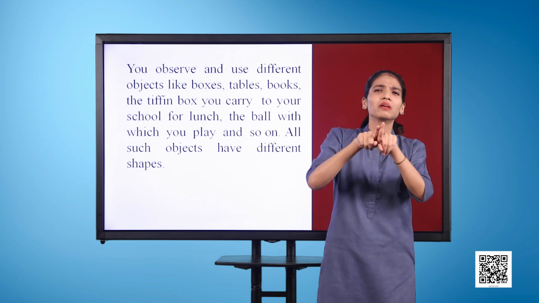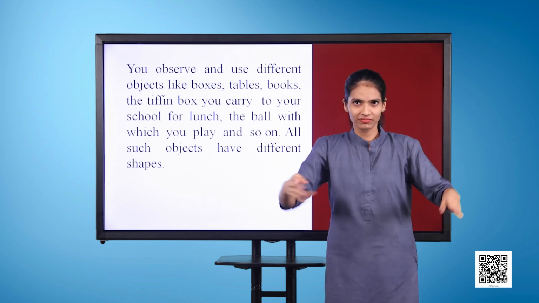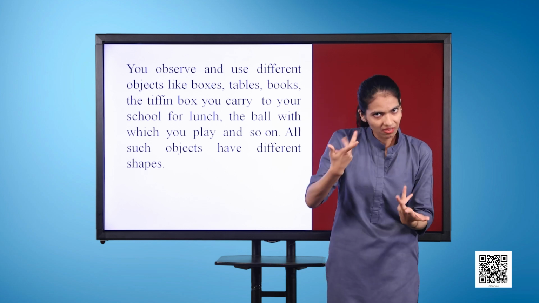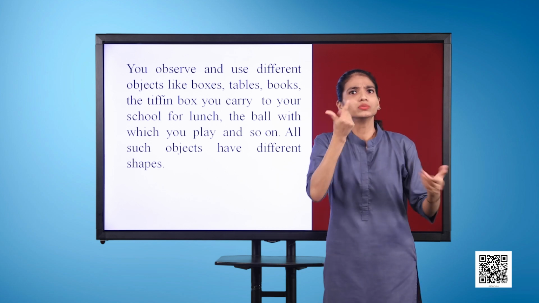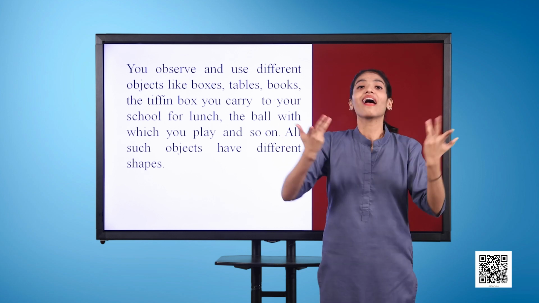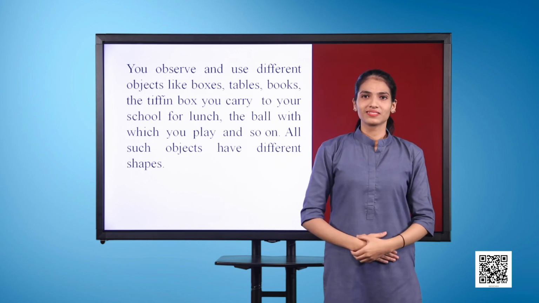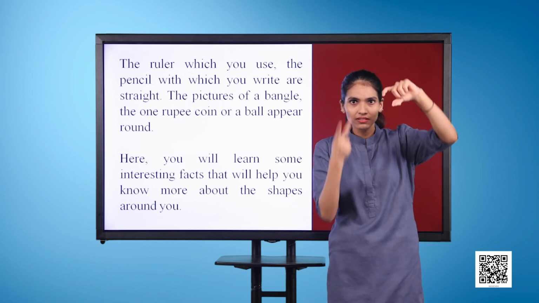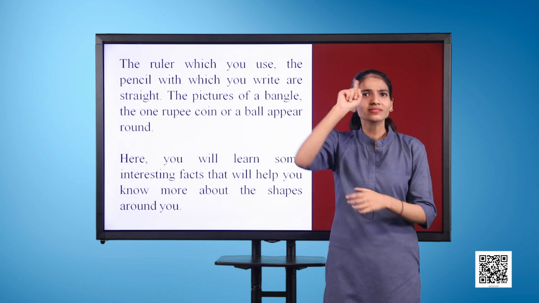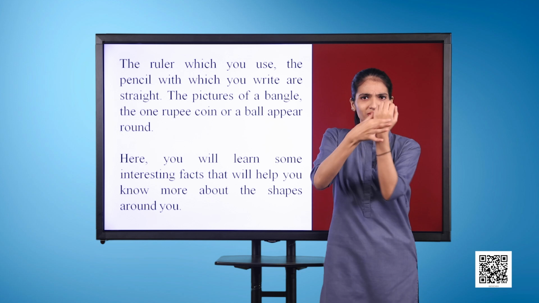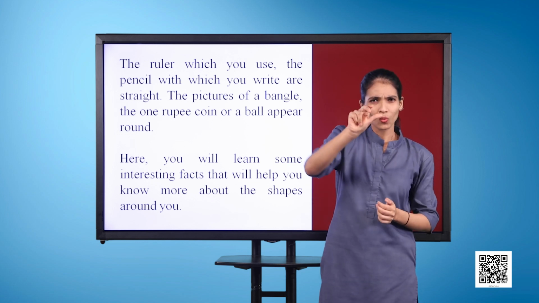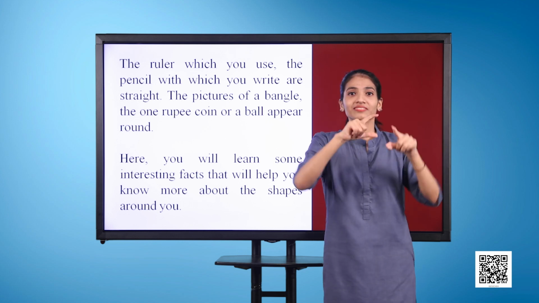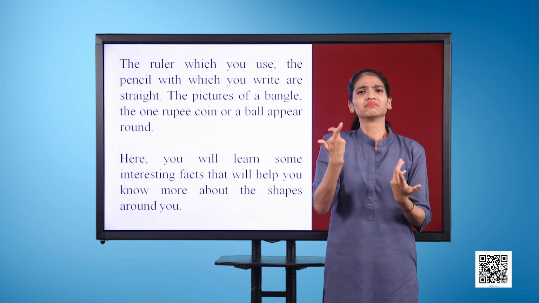You observe and use different objects like boxes, tables, books, the tiffin box you carry to your school for lunch, the ball with which you play, and so on. All such objects have different shapes. The ruler which you use, the pencil with which you write are straight. The pictures of a bangle, the 1 rupee coin, or a ball appear round. Here you will learn some interesting facts that will help you know more about the shapes around you.